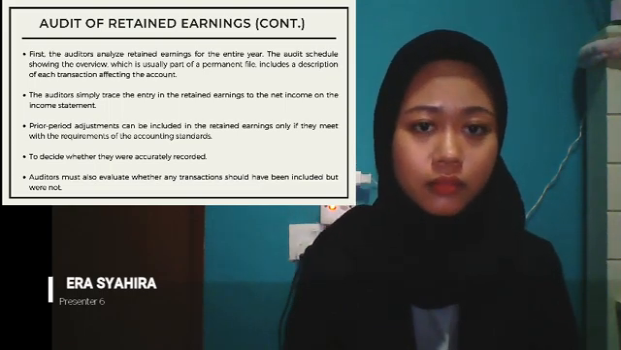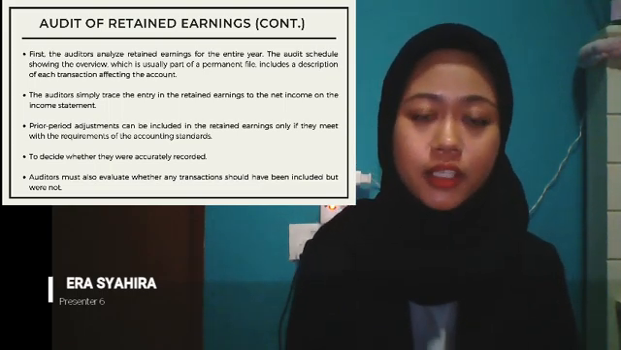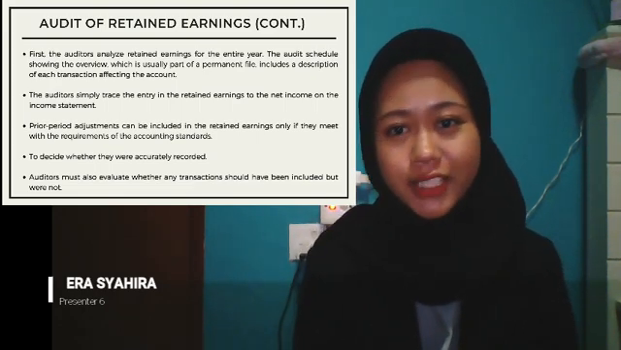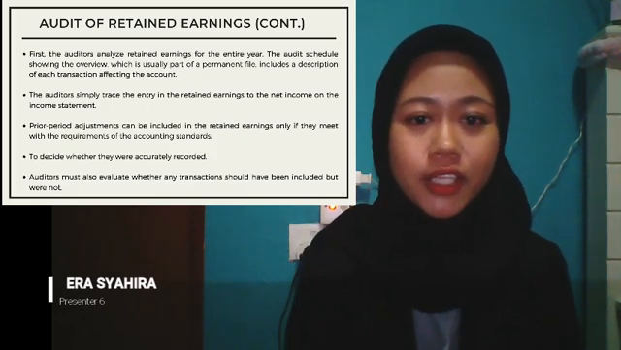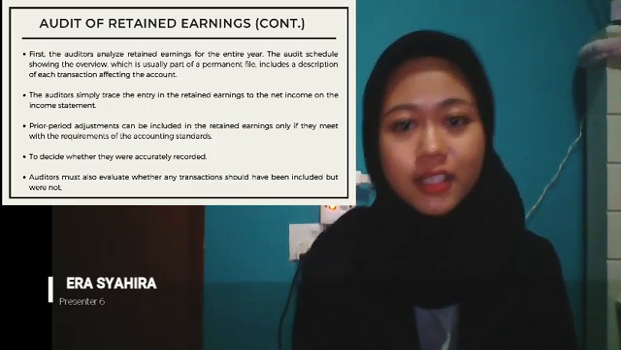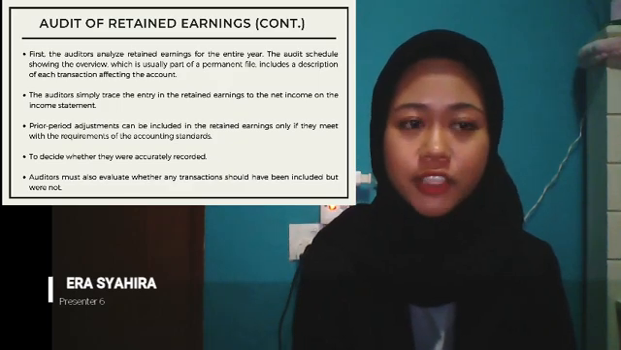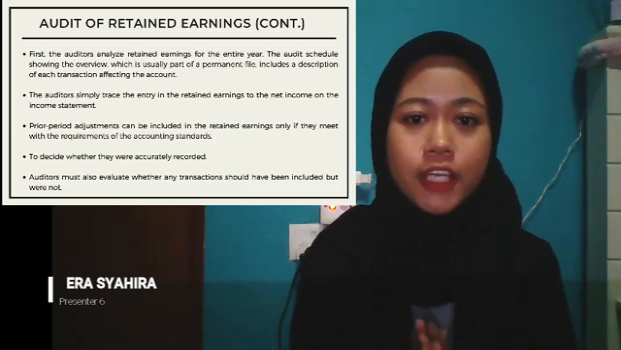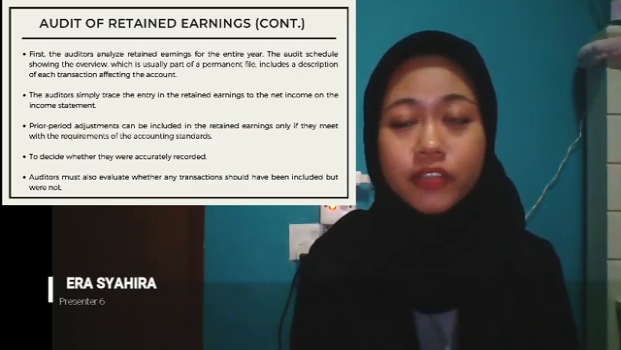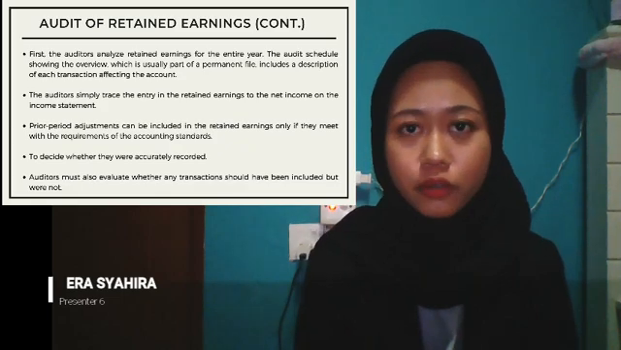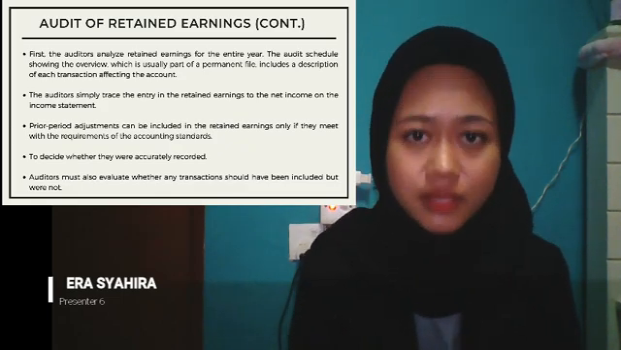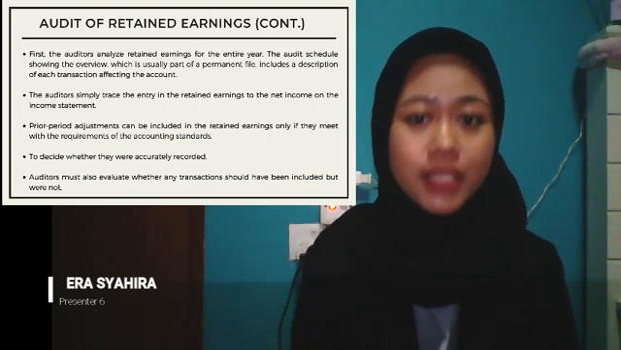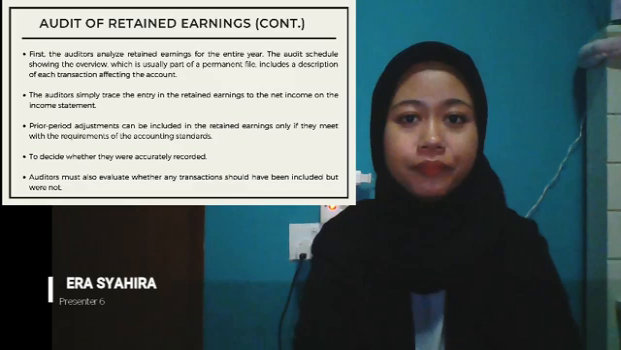And then after the auditor is satisfied, the next step is to decide whether they were accurately recorded. The audit evidence necessary to determine accuracy depends on the nature of the transaction. For example, if an appropriation of retained earnings is required for a bond sinking fund, auditors can determine the correct amount of the appropriation by examining the bond indenture agreement.